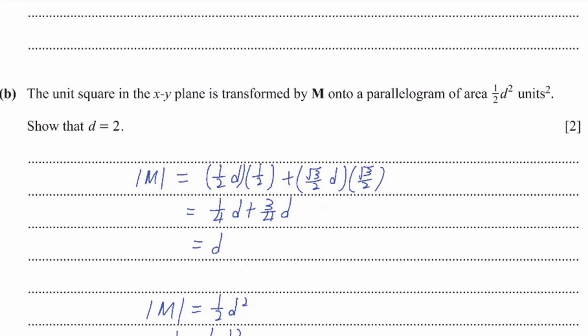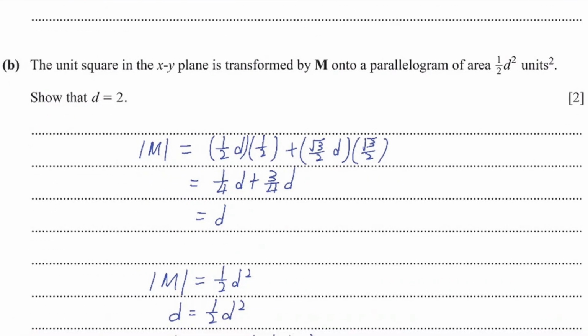The unit square in the xy plane is transformed by M onto a parallelogram of area half d square unit square. So show that d is equals to 2. So the idea here is from a unit square which is having the area of 1 unit square, it is being transformed by M to a parallelogram which is having an area of half d square unit square.